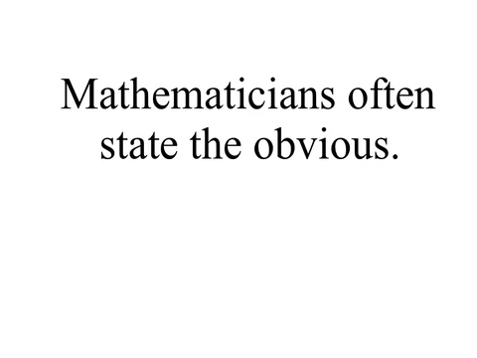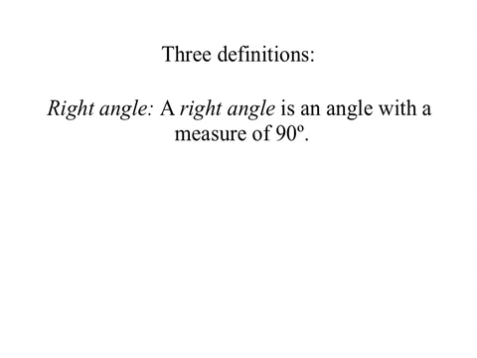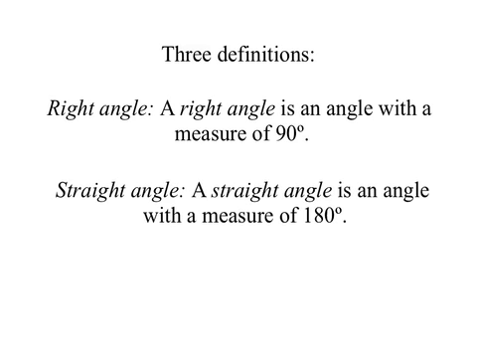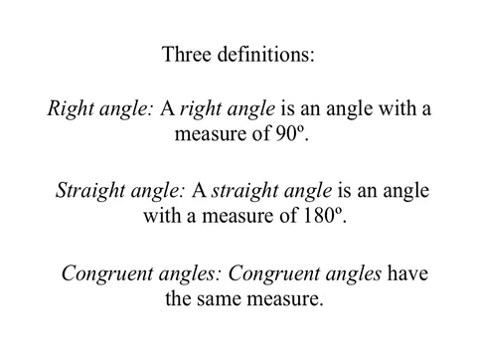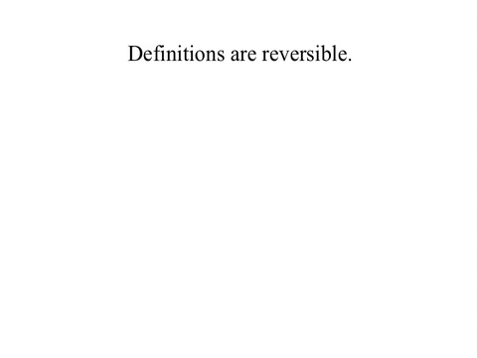Mathematicians often state the obvious, and we're going to do that numerous times during this lesson. We're going to start with three definitions. A right angle. A right angle is an angle with a measure of 90 degrees. Straight angle. A straight angle is an angle with a measure of 180 degrees. And congruent angles. Congruent angles have the same measure.